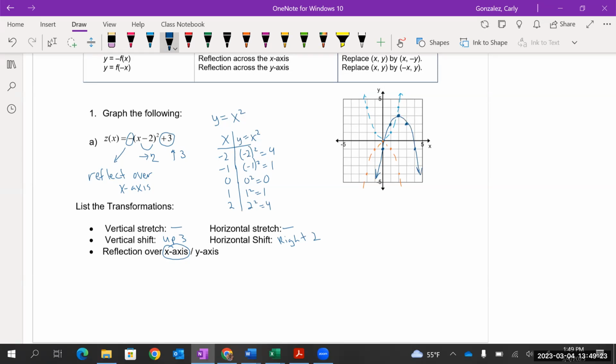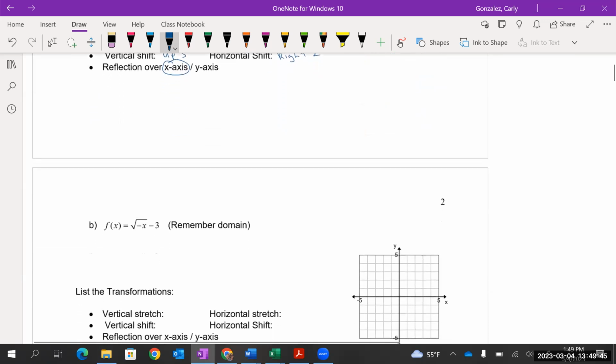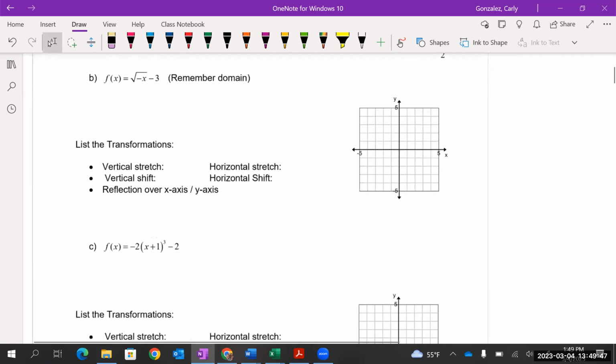And now we're going to draw a nice smooth curve, which gives us that parabola opening downward. So that is the graph of z of x. In this case, we really were utilizing the transformations to get that graph. Okay, next, here we go.